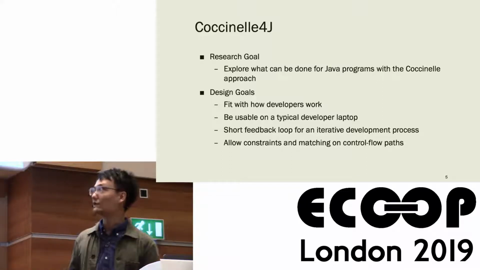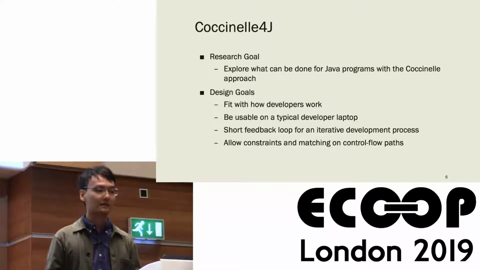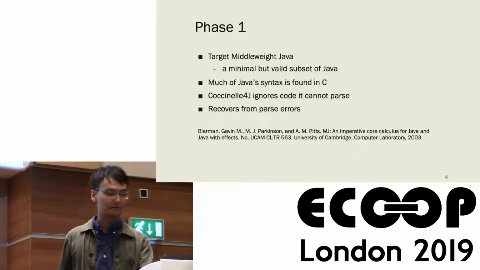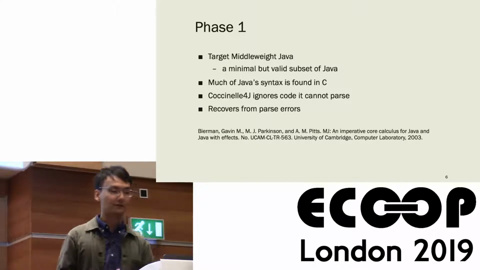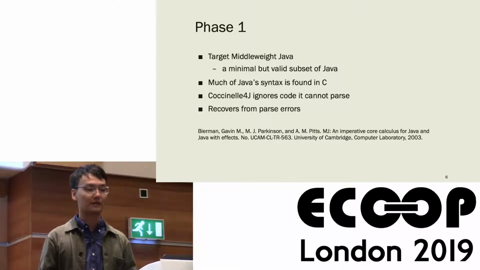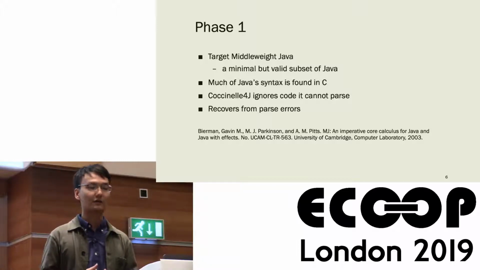And of course, the key feature of Coccinelle and Coccinelle 4J is that it allows constraints and matching on control flow paths. So in the first phase of our development, we target Middleweight Java, which is a formal model of Java that is both minimal and valid, and therefore it represents a very useful first step for us.